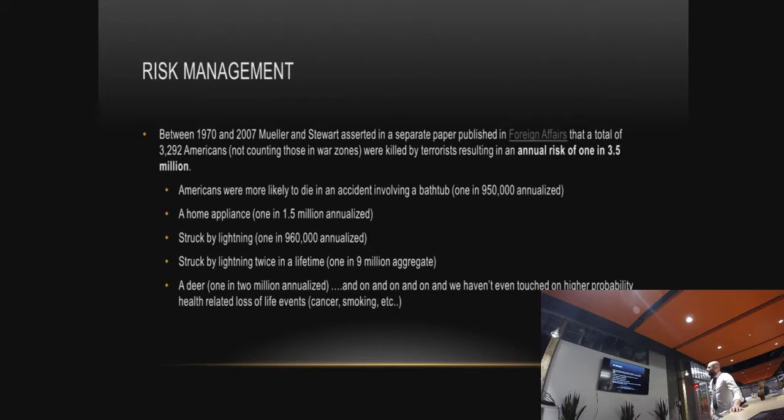Struck by lightning, 1 in 960,000. Struck by lightning twice, 1 in 900 million. That's an aggregate risk over the course of your entire lifespan. Or here in Iowa, a deer, 1 in 2 million. And we didn't even get to cancer, smoking, obesity. Those are actually more likely.